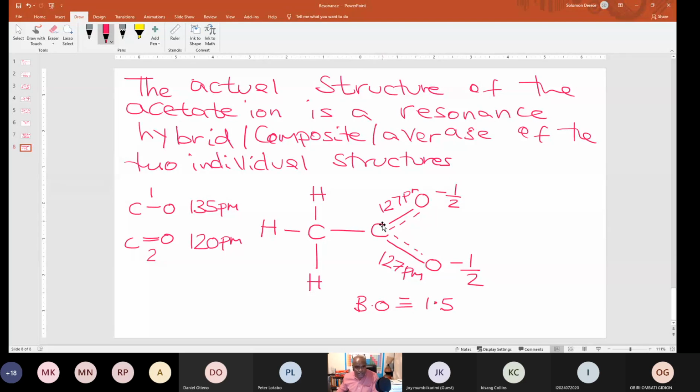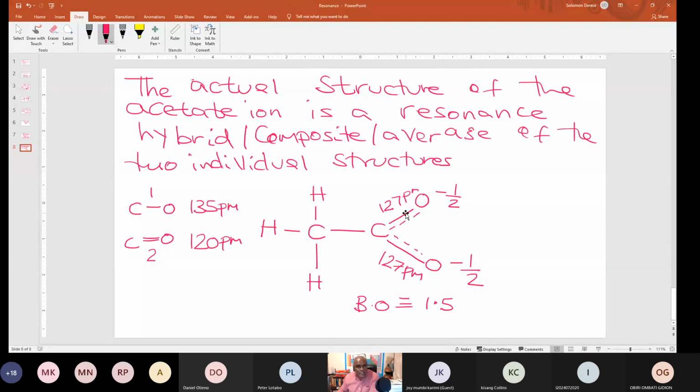Then each of the carbon-oxygen bonds is intermediate between a double bond and a single bond. To show a bond that is intermediate, we use a dashed line, because a solid line represents a full bond. I cannot put a full line here or a full line here. If I put full lines, it would be like you have a double bond here and another double bond here, which is not the case. So this bond is neither a single bond nor a double bond, but an average between a double bond and a single bond.